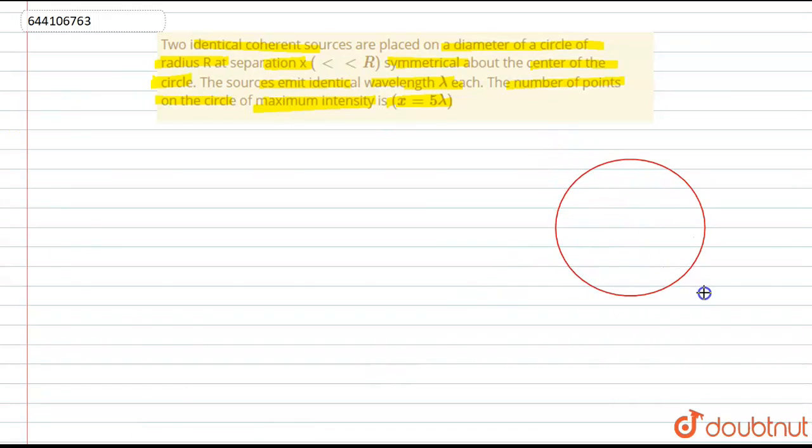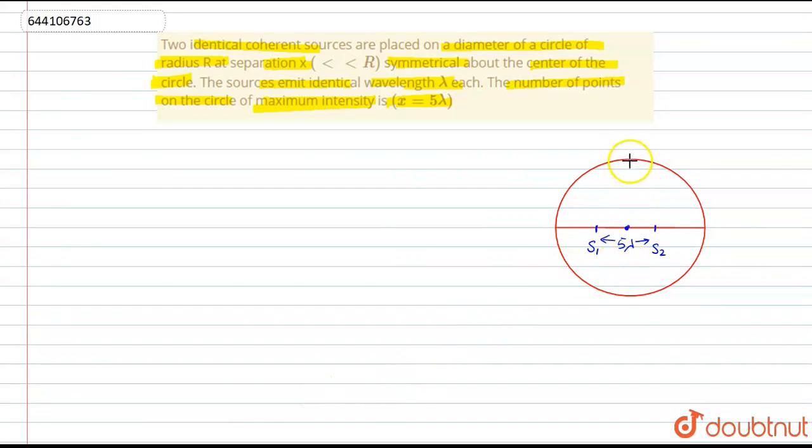So this is our circle of radius r, and this is the diameter of the circle, and the center of the circle is somewhere here. This is the center. So we have two coherent sources, symmetrical about the center. So the first source is S1, you can see, and the second one is S2. And this distance is given as 5 lambda. Right?